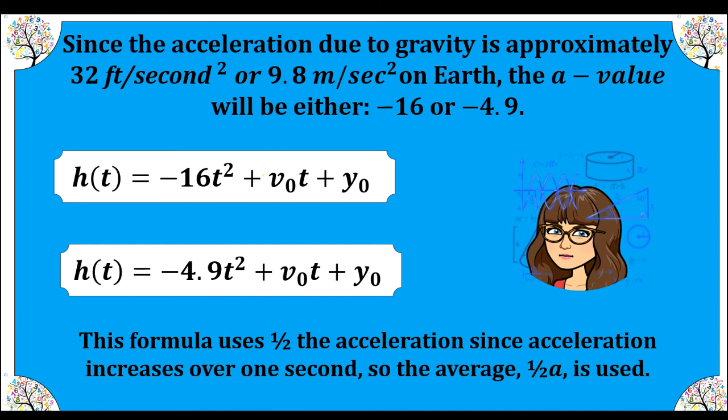But just remember, your A value is either going to be negative 16 when we're talking about projectile motions, or negative 4.9. And just remember, if your word problem talks about feet, you're going to use negative 16. If it talks about meters, you're going to use negative 4.9. And this will always be your A value for projectile motion.